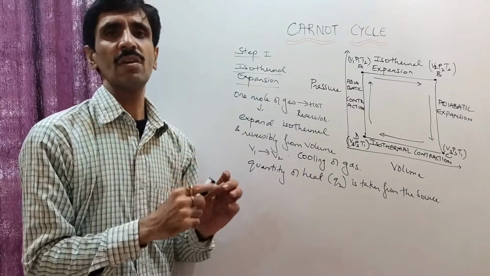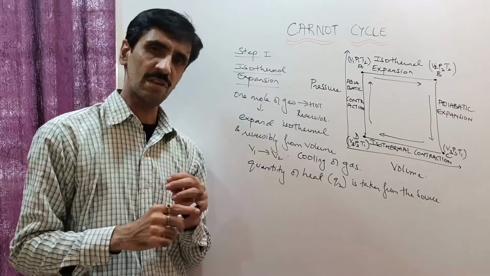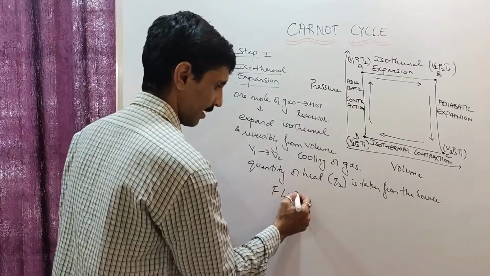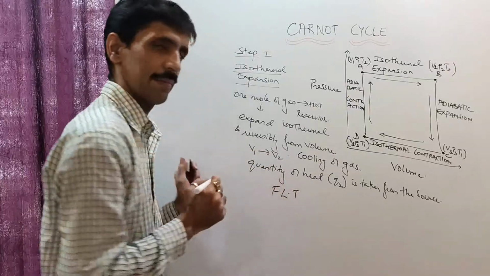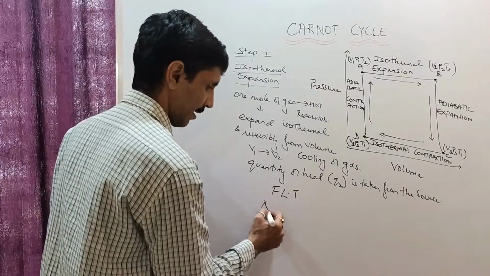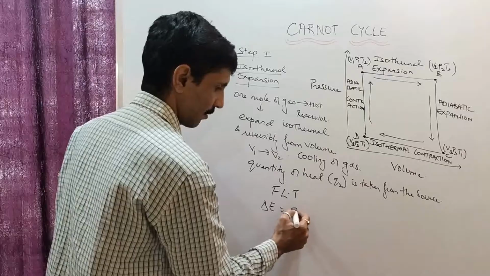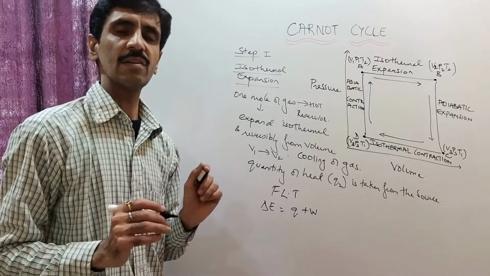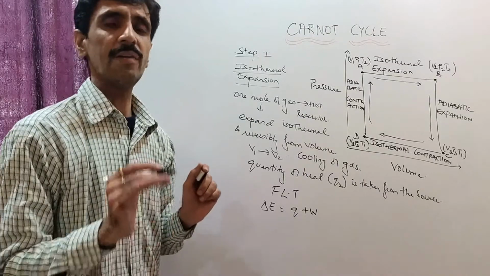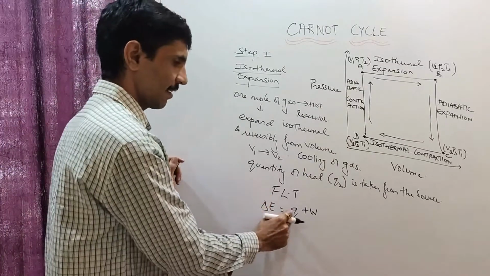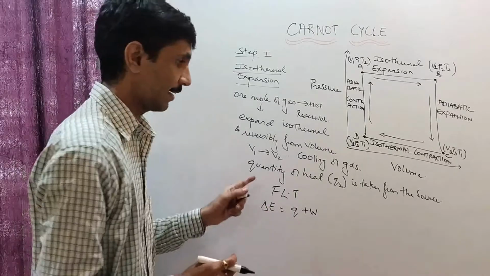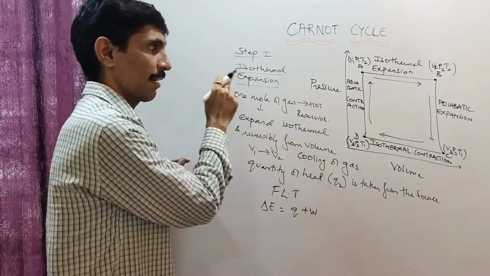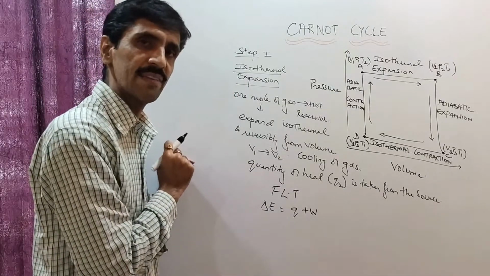Now my dear friends, as far as the mathematical expression of the first law of thermodynamics is concerned, I'll just write it down in short. It is delta E is equal to Q plus W. Okay, delta E is equal to Q plus W. Now we try to make this equation in line with the isothermal expansion of the first step of the Carnot cycle.